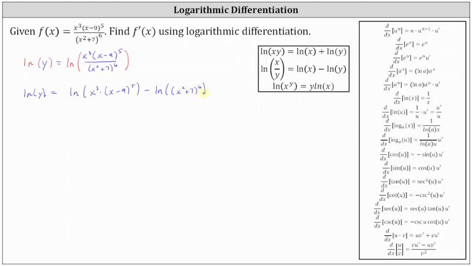And now we can expand natural log of x cubed times the fifth power of x minus 9 by using the product property of logarithms, where the natural log of x times y is equal to natural log x plus natural log y. This means you can write it as natural log of x cubed plus natural log of the fifth power of x minus 9.